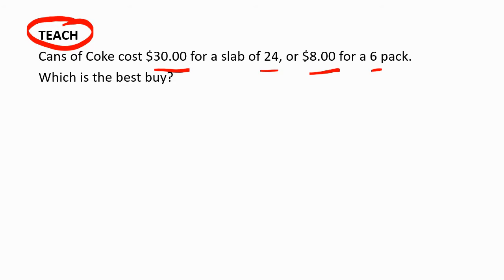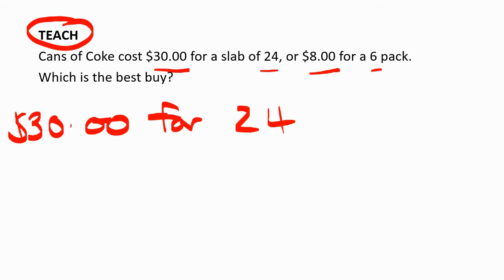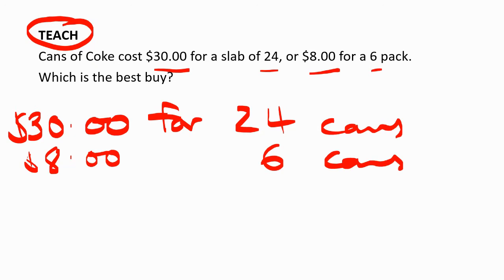So let's start to take this question apart a little bit. Let's say there's $30 and there is 24 cans, isn't there? Right, so you pay $30 and you get 24 cans of Coke, right? Or you could pay $8, right, and you'll get 6 cans of Coke. Right, so the question is, which is the best value? Which way do you get the most Coca-Cola for your dollar?